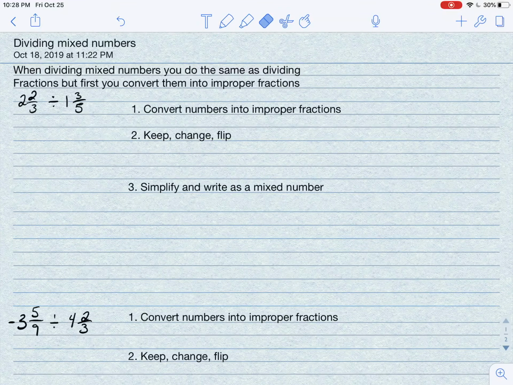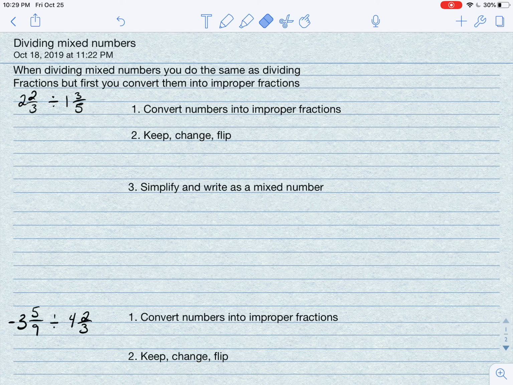Okay, so we did dividing fractions, and now we're going to move on to dividing mixed numbers. So similar to multiplying fractions, you're going to need to convert mixed numbers into improper fractions. Then just like dividing fractions, the keep, change, flip, you're going to do the same steps and then go through and do your multiplication to get your answer.